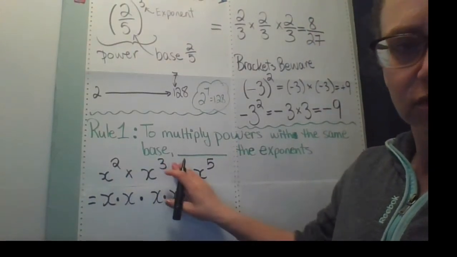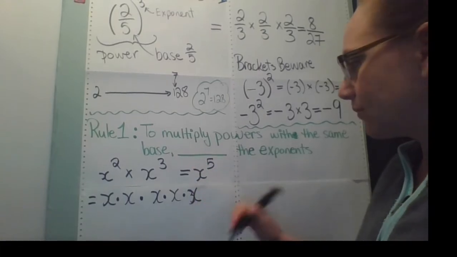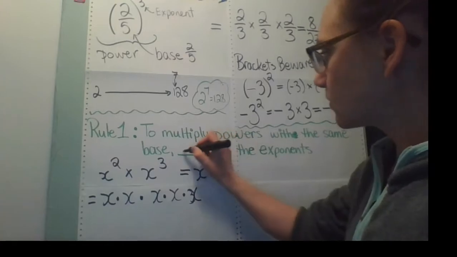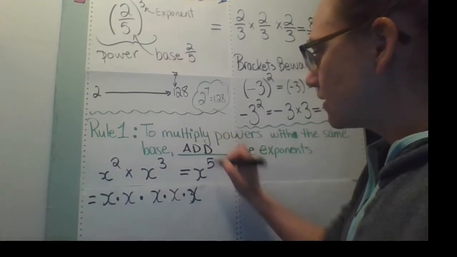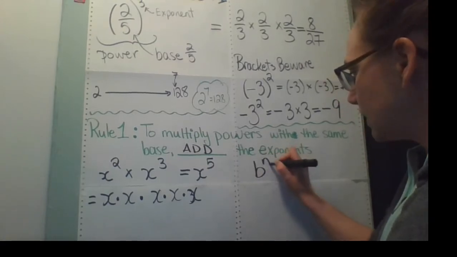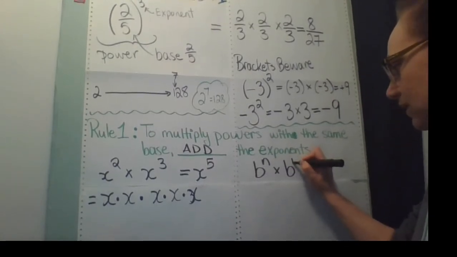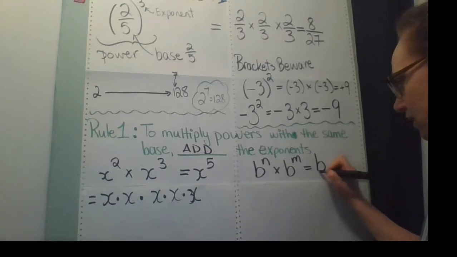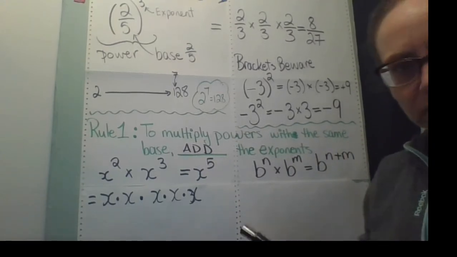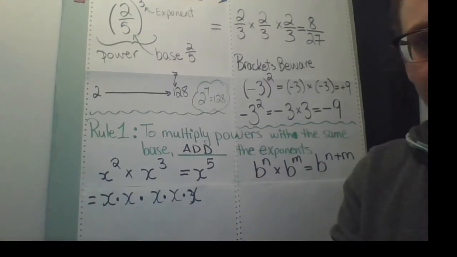Well, how do I turn 2 and 3 into 5? Well, I add them. I added them all up. I had 2 plus 3 gave me 5. So I'm going to add the exponents. So that gives us our rule. So our rule will be b to the n times b to the m is b to the n plus m. And that's a great rule. So let's try another one.